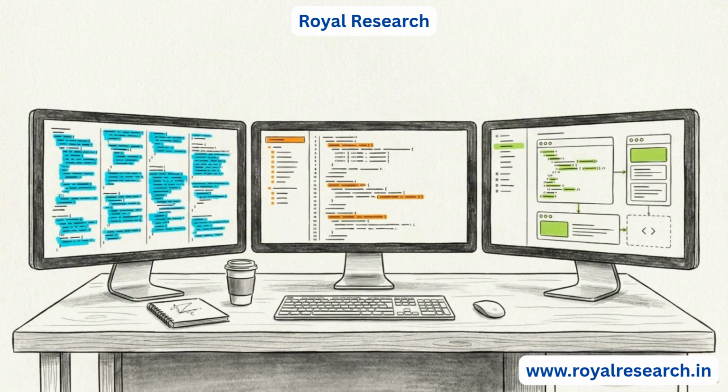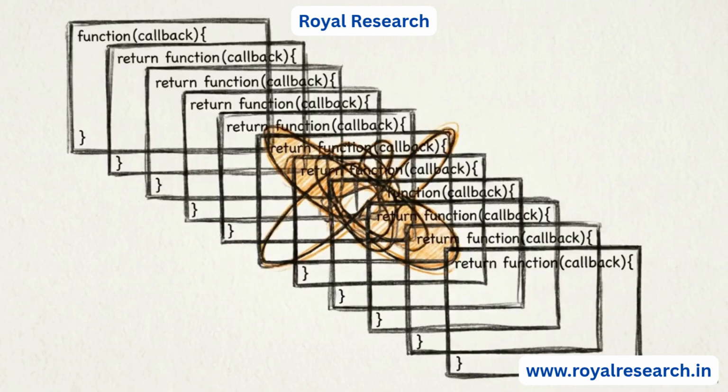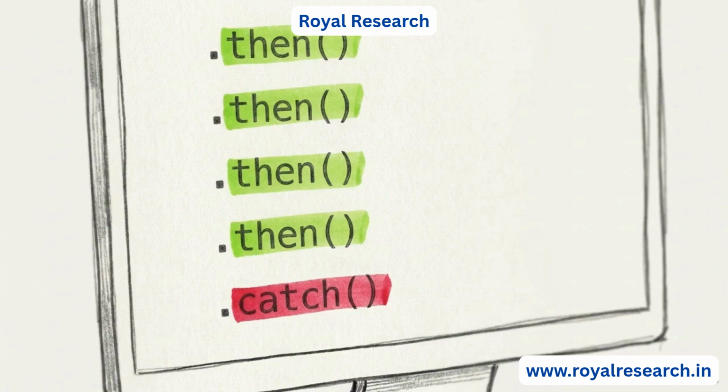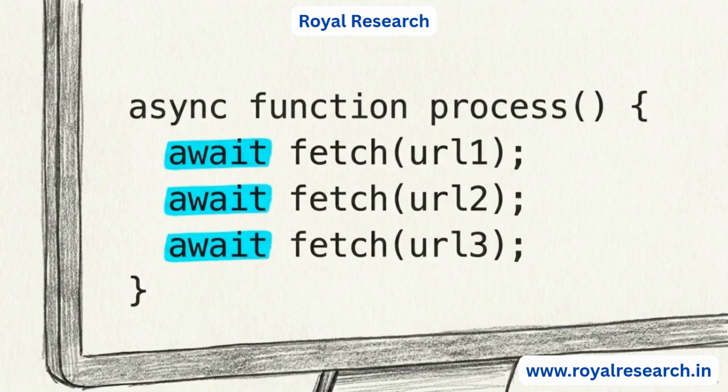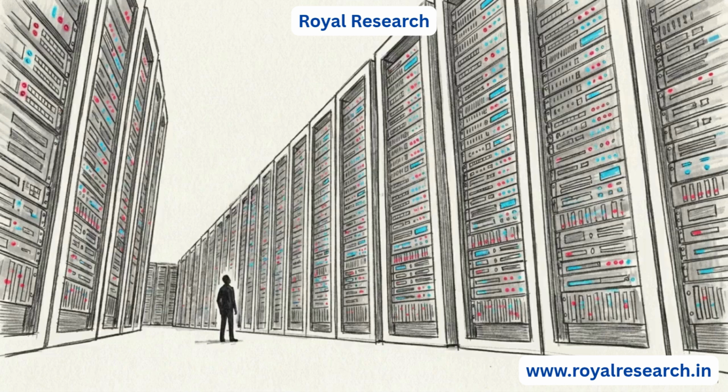Today, we are tracing the architectural evolution of how JavaScript manages these background tasks. We will track the progression from primitive callbacks to the structured promise state machine, and finally to modern async await syntax. Mastering this progression is a requirement for architecting software that remains responsive under heavy data loads.